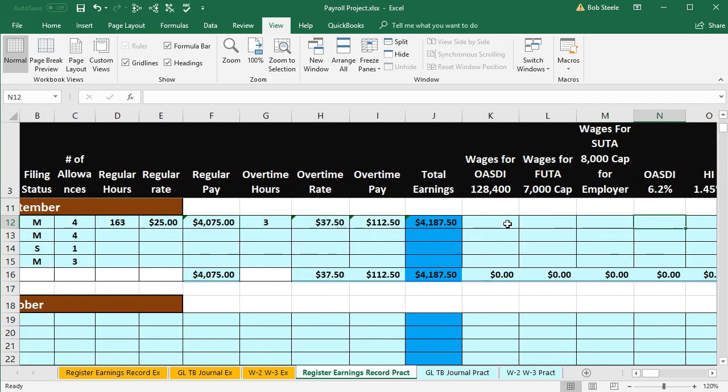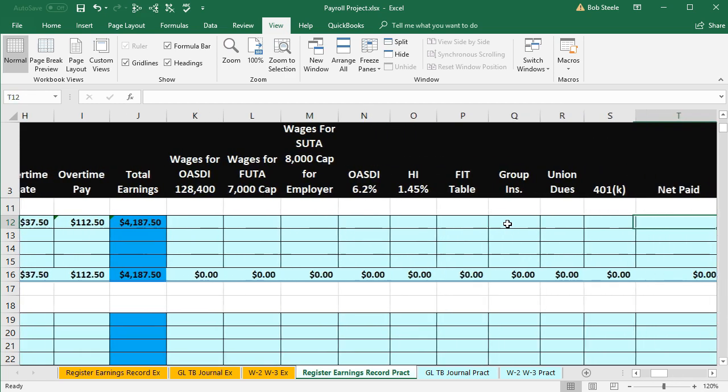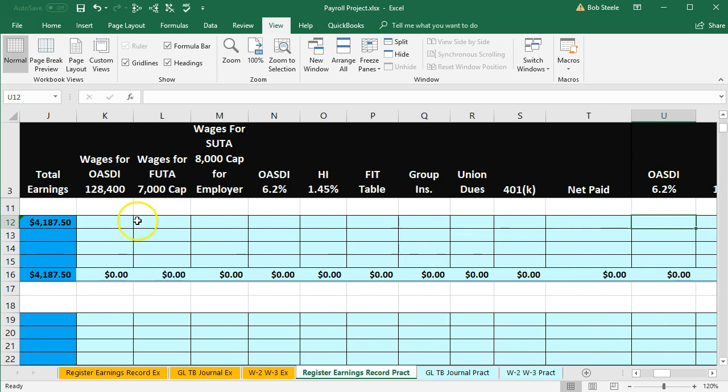Now we're going to go through and pick up the earnings for OASDI, FUTA, and SUTA. Now note OASDI, no one's going to hit the limit yet because it's only the second pay period, and that's a pretty high limit for the wages we're talking about here. So no one's hit that, so it can just be equals the same.